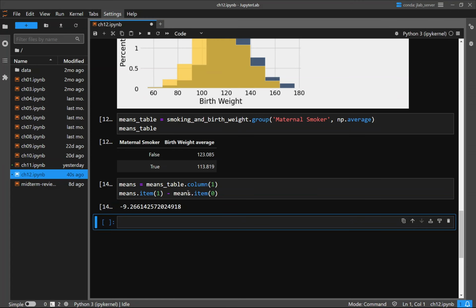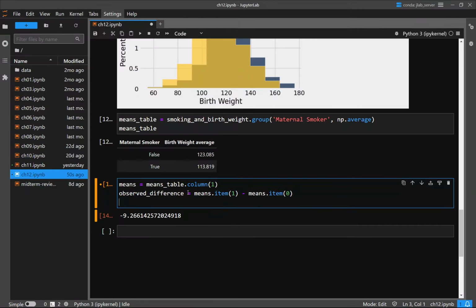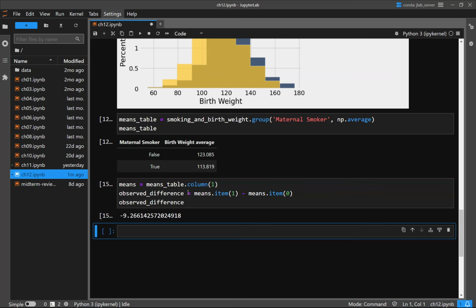But this is the actual difference in weights that we saw in real life, and we're going to simulate numbers just like that again after shuffling. So this is the observed difference. Okay, and we're going to have some simulated differences now.